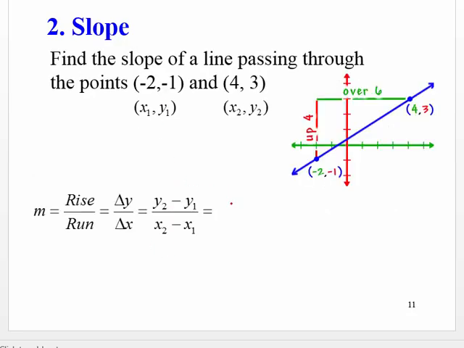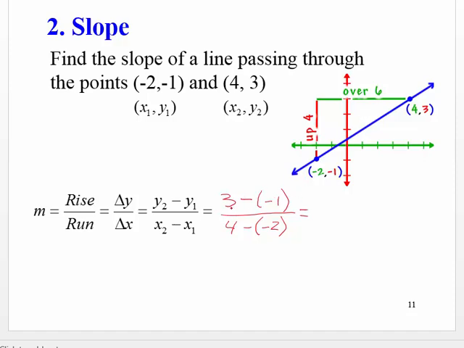And that measures the steepness of this line, and that's a negative slope. So this one is equal to 3 minus a negative 1 divided by 4 minus a negative 2. Okay, is this a positive or negative slope? As we move in the positive x direction, it goes up. So it's a positive slope.